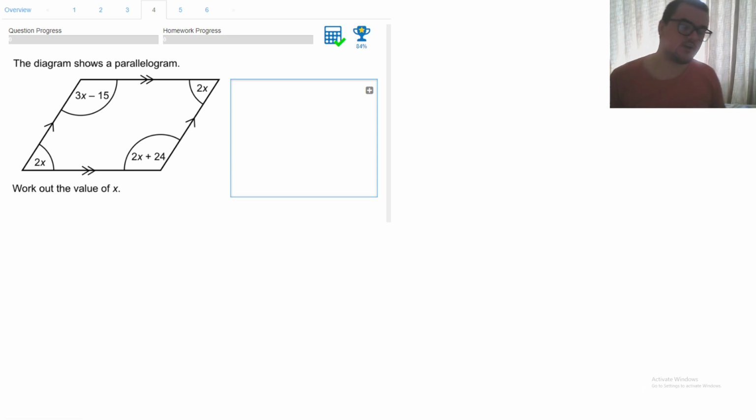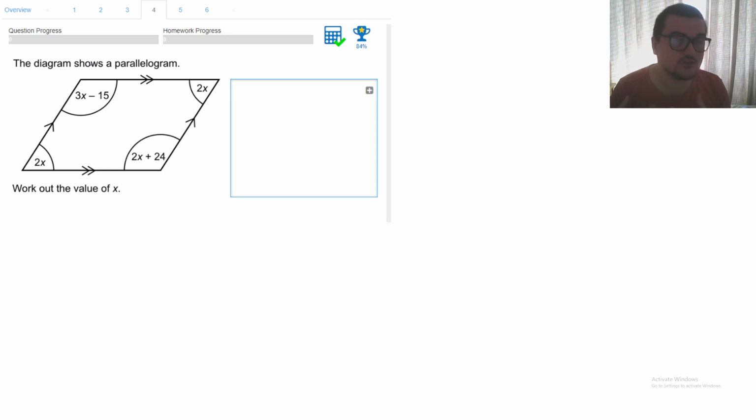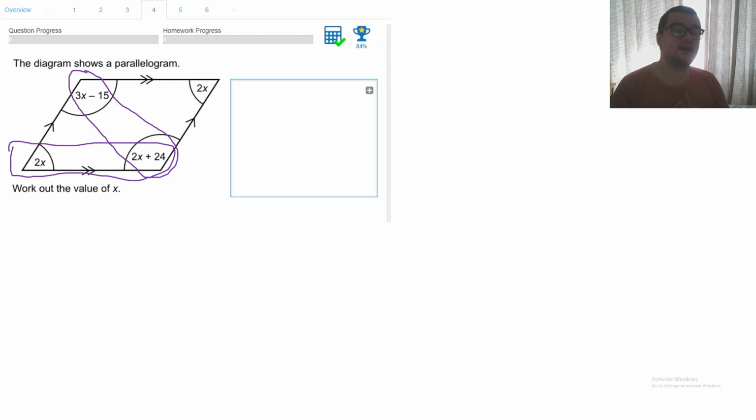This diagram shows a parallelogram. Work out the value of x. There are two ways of answering this question, because there are two key rules about a parallelogram's internal angles. One is that these two angles equal 180 when you add them up. That's the rule of a parallelogram. And also, these two angles are the same. So we can do it both ways, and we're going to, just so I can prove my point.